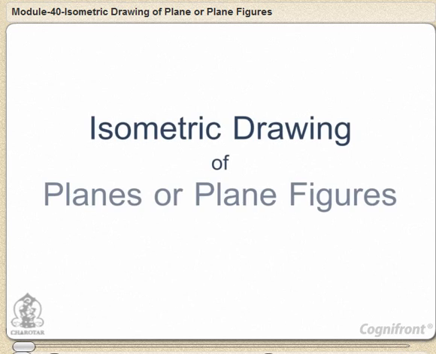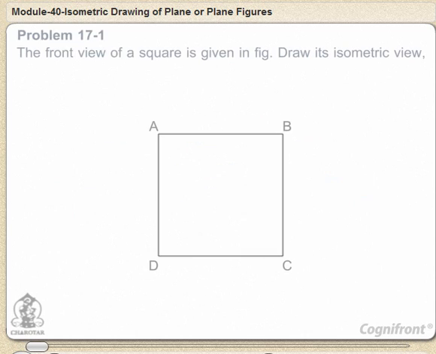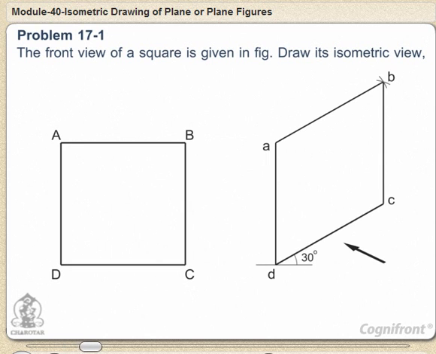Isometric drawing of planes or plane figures. Problem 17.1. The front view of a square is given in figure. Draw its isometric view. As the front view is a square, the surface of the square is vertical. In isometric view, vertical lines will be drawn vertical while horizontal lines will be drawn inclined at 30 degrees to the horizontal.